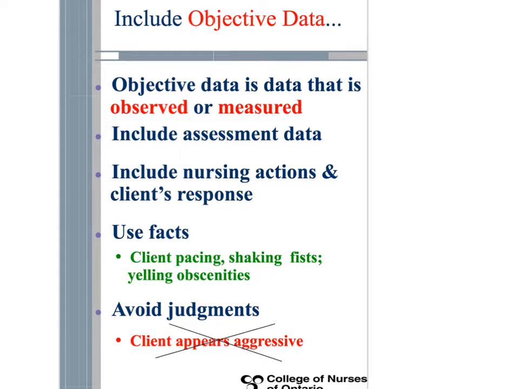And then that might mean something different to different people. But if I said instead, using objective observed data, that the client is pacing, shaking fists, and yelling obscenities, now somebody's able to paint a clear picture exactly what is going on, and they can draw their own conclusions. So appears and seems are judgment words. Try using some words that you're actually seeing. So in addition to our objective data, we also need to list our nursing actions and the client's responses.